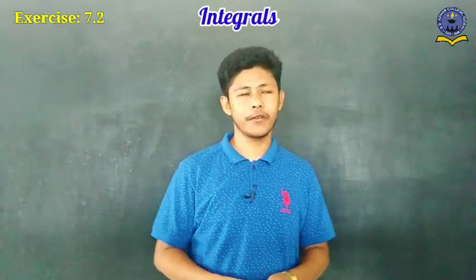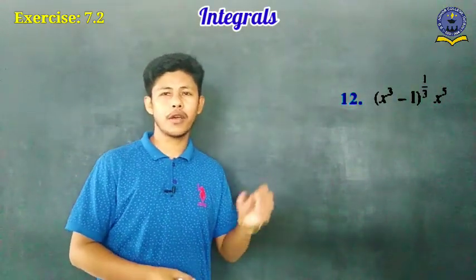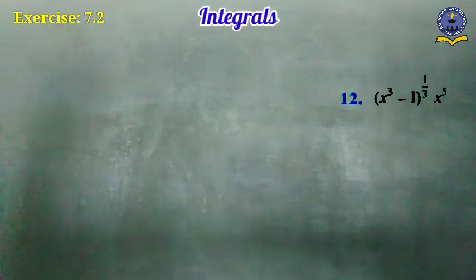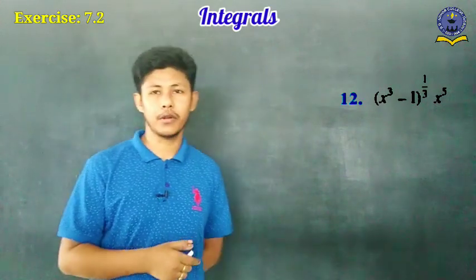If you see the first question, all questions are not possible here, so we have to do a few questions. The question is given in this way: (x cube minus 1) to the power 1/3 into x to the power 5. We have to integrate this one. So first of all, how can we solve this question?